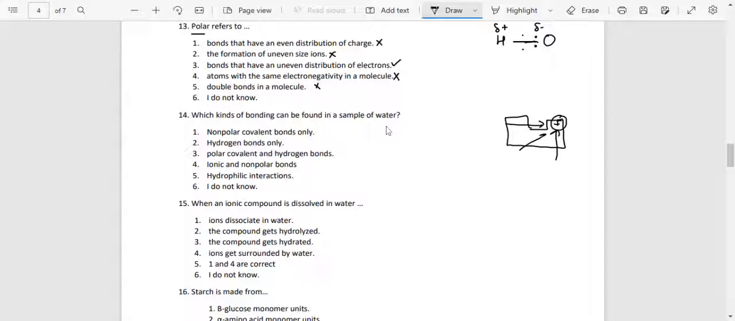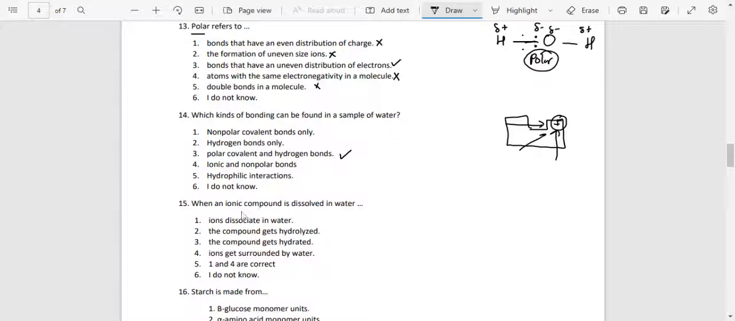Which kind of bonding can be found in a sample of water? Because water contains oxygen and hydrogen, expect that water is going to have a polar bond. Now this polar bond is covalent because it has to do with the sharing of electrons, and in water, because water molecules tend to pull each other, there are also hydrogen bonds. So in water you find polar covalent and hydrogen bonds.